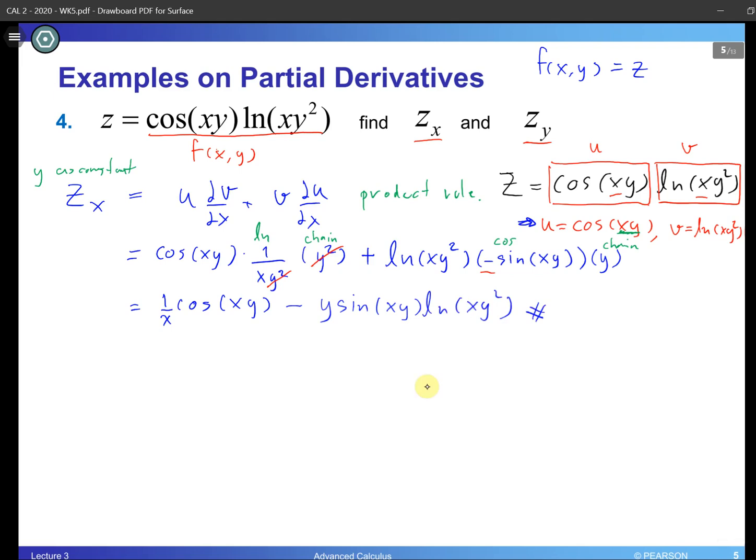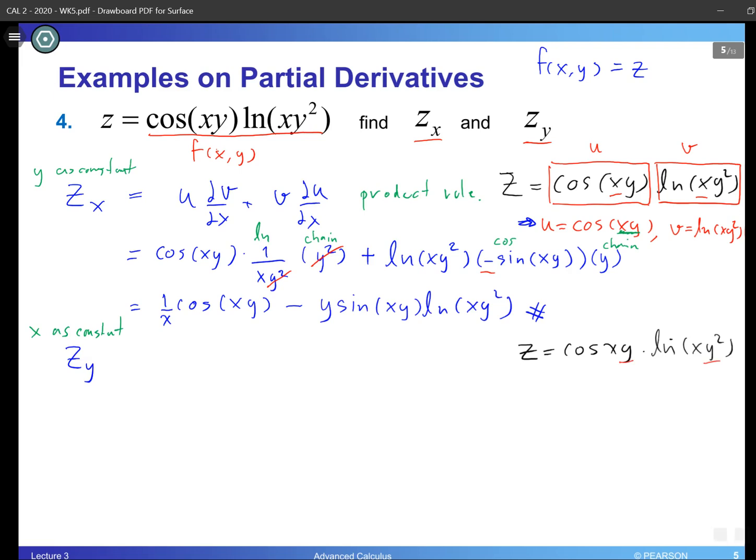Alright, let's move to z with respect to y. As you know, for z with respect to y, we are going to treat x as a constant. Now we need to look at the expression for z again to determine whether we need to apply the product rule or other kinds of rules. So we have this z equal to cosine of xy times ln of xy. Oh, sorry, this is supposed to be ln of xy squared.